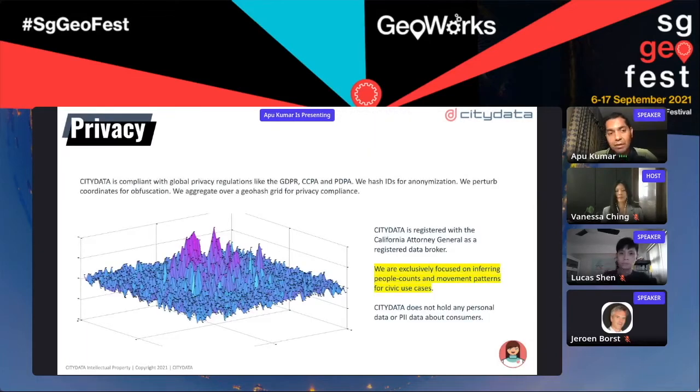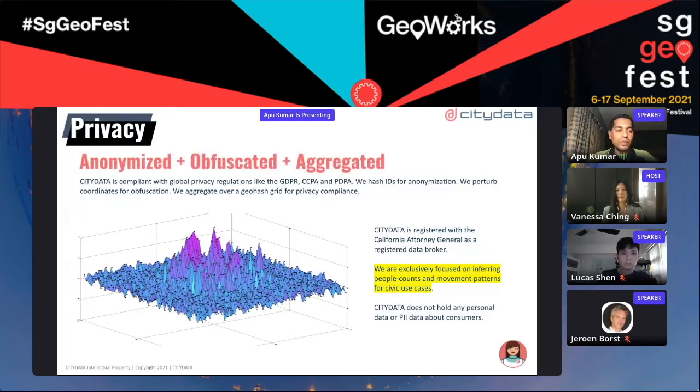Data and privacy go hand in glove. We've taken great care to understand the implications of crowdsourcing data sets and how this works with privacy regulations. In the EU, we have GDPR. In the US, we have CCPA and more coming soon. In Singapore and Southeast Asia, of course, there's PDPA. So we take great care to anonymize, obfuscate, aggregate our data sets so that when we provide them to researchers like Lucas or to government entities, we are giving them a privacy compliant, ready to use, high integrity data set.